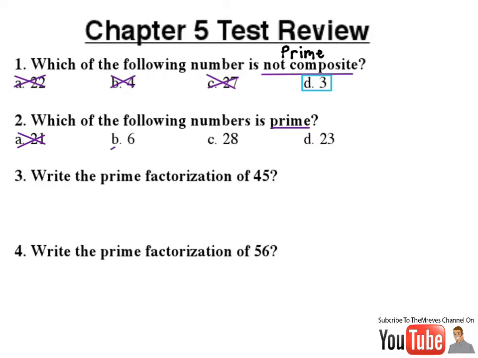Well, 6 is even, so we can automatically rule that one out. 28 is even, and so that's pretty straightforward. And we could go through our divisibility rules on that to see which ones work out best for us. But 23 is prime.